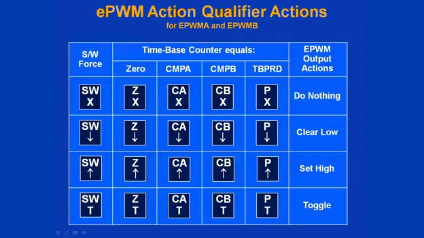This table shows the various action qualifier compare match options for when the time-based counter equals 0, compare A match, compare B match, and period match. Based on the selected match option, the output pins can be configured to do nothing, clear low, set high, or toggle. Also, the output pins can be forced to any action using software.